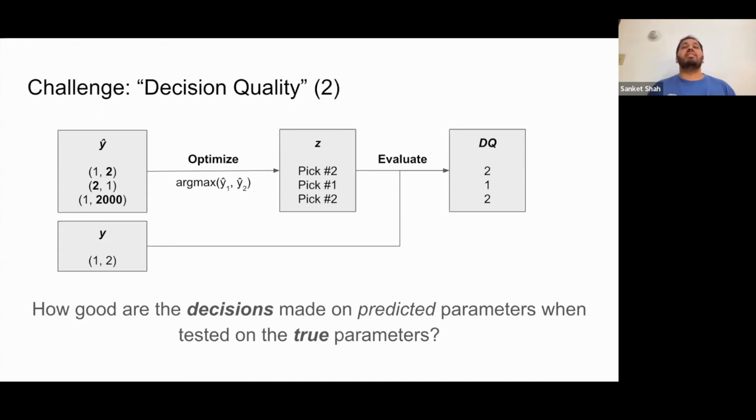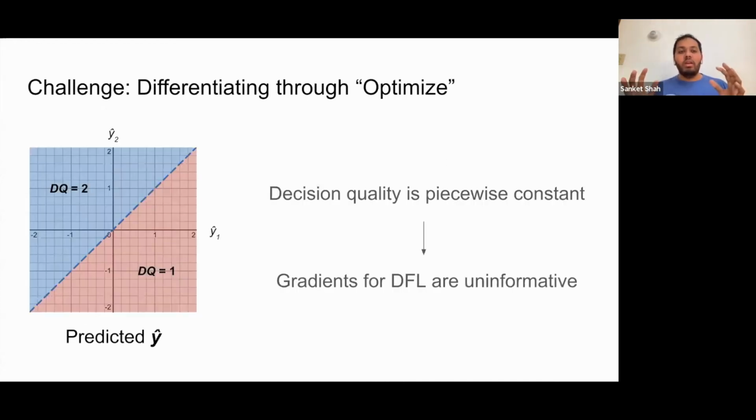And so if you wanted to train a model based on this decision quality, it would have very uninformative gradients, right? It doesn't tell you how to improve your model because it's piecewise constant. And this is an issue. And this is an issue that's well known.